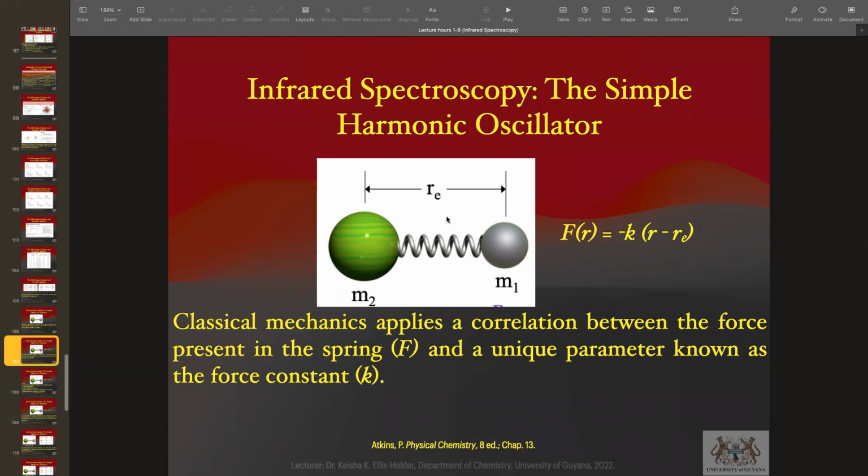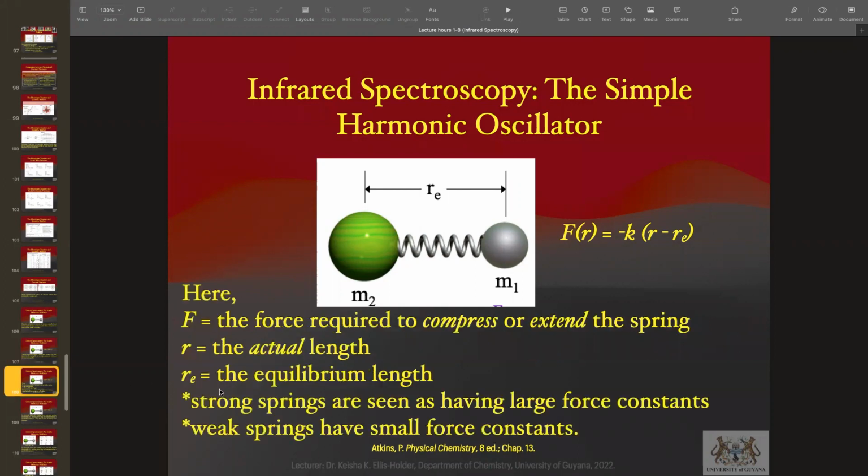If the force constant is large, then you will have a tightly coiled spring. If your force constant is small, then you will have a spring that is not as tightly coiled and is easier to stretch. And so that assumption or that model is then extended to molecules. And so the force that is being looked at is the force required to compress or extend the spring. R is the actual length of the spring, and RE is the equilibrium length.